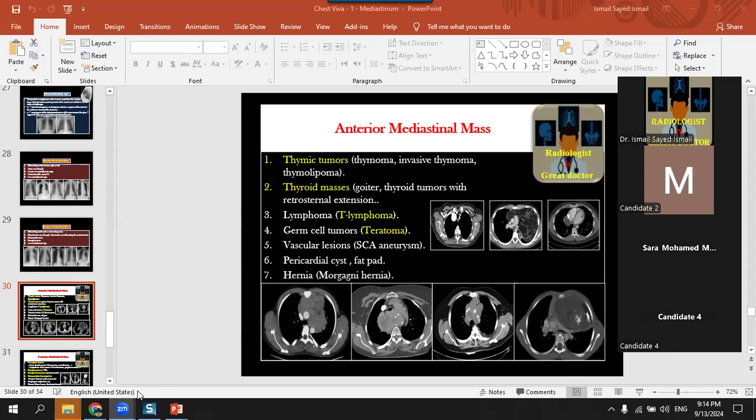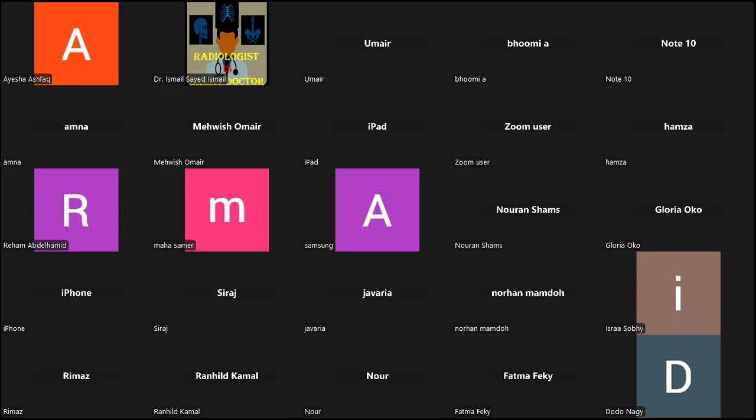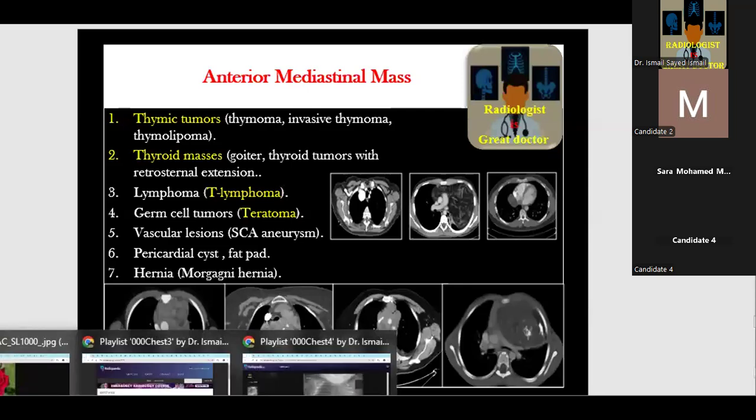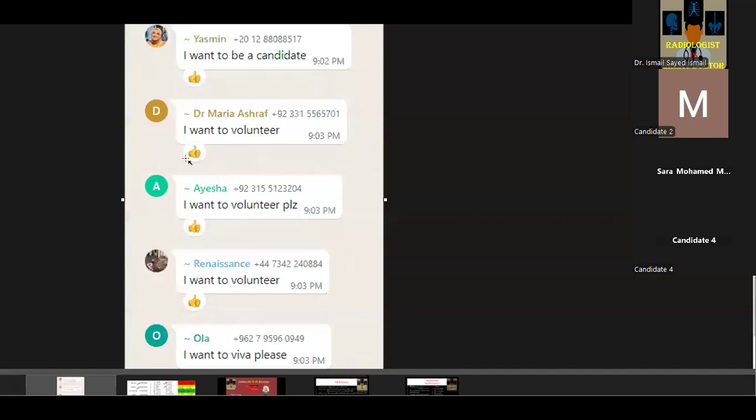Now we will start our lecture. I think now it's time because I gave extra minutes for all our friends to attend. Okay, let's start with the first round. This is the first group of candidates, Dr. Yasmin, Dr. Maria, Dr. Aisha.